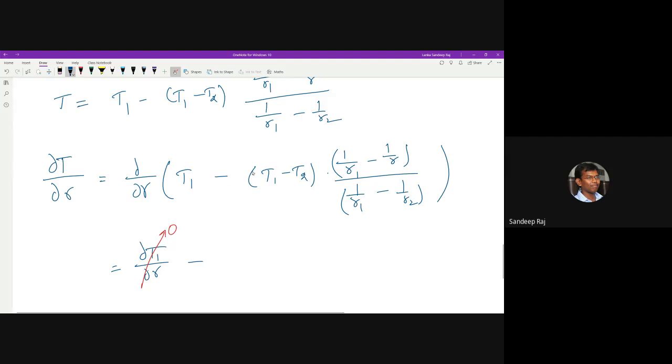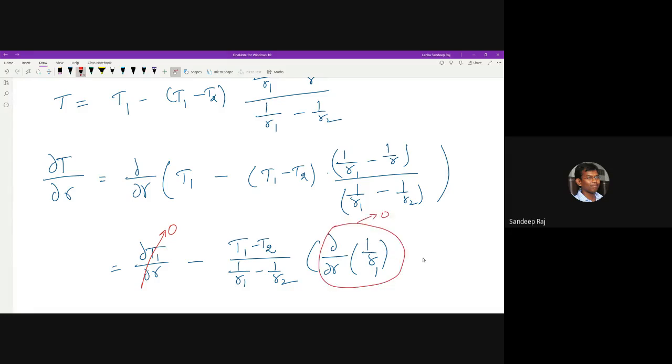Next thing is, I'll move on to this side. Here, T1 minus T2 into 1 by R1 minus 1 by R2, this whole expression is a constant expression. So I'll keep that expression outside of my derivative. And then if I take dou by dou R of 1 by R1, this expression will tend to 0. Next expression what I have is dou by dou R of 1 by R.